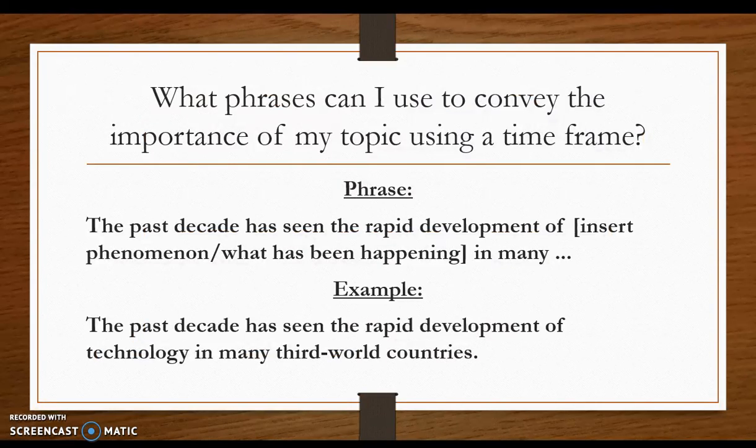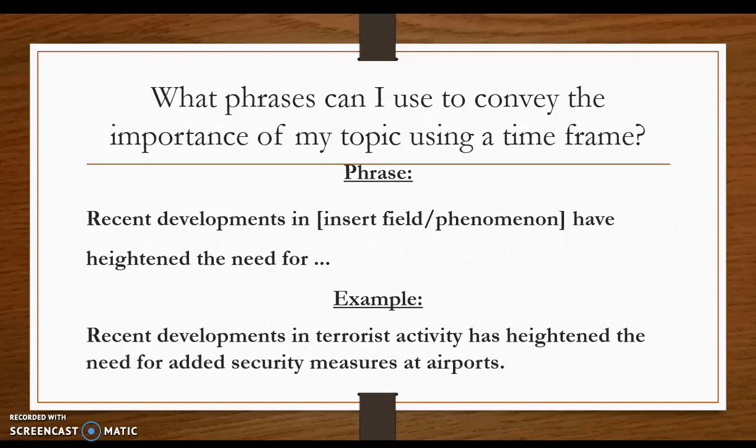The past decade has seen a rapid development of some phenomenon, whatever has happened, in many something. So here we go. The past decade has seen the rapid development of technology in many third world countries. So that is a very good example of using that time frame, the past decade, so that you can convey a feeling of time and what you're going to discuss. Recent developments in, so they're recent, have heightened the need for. So recent developments in terrorist activity has heightened the need for added security measures at airports.